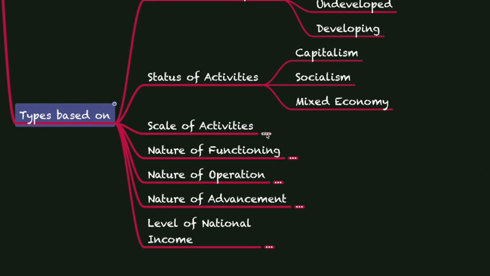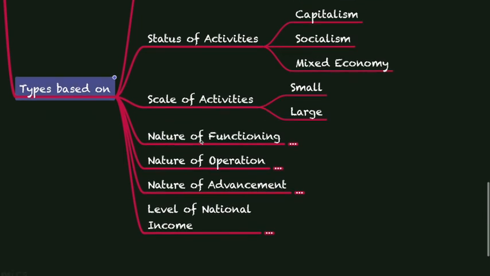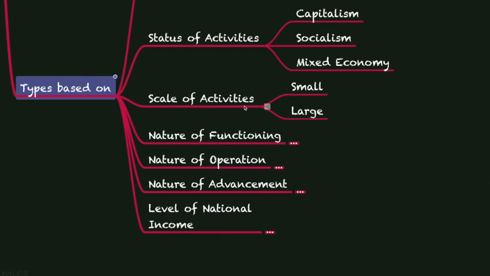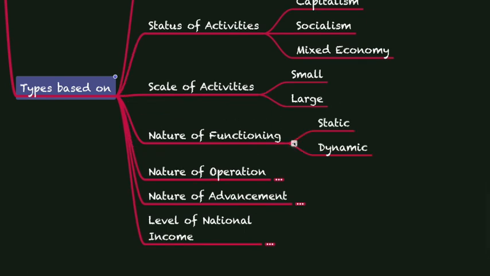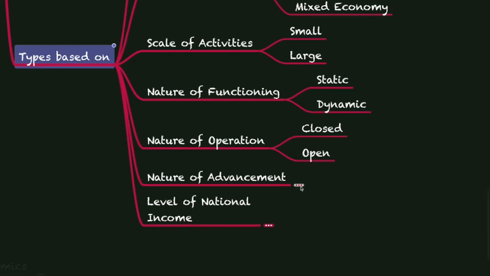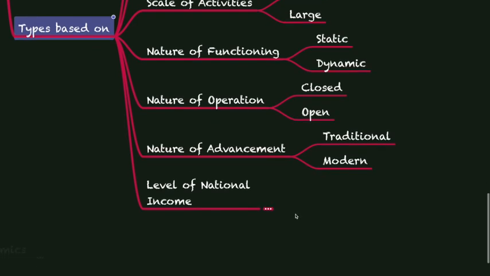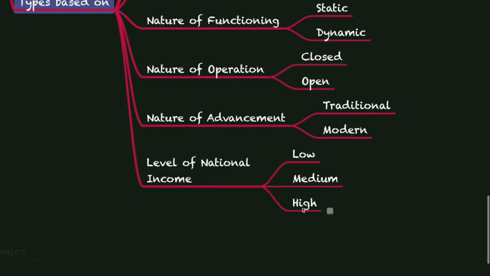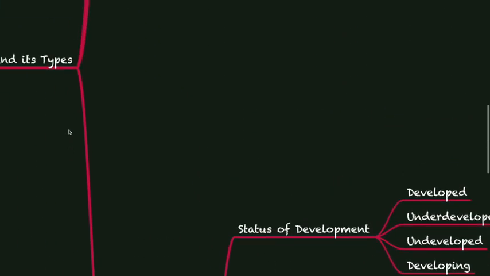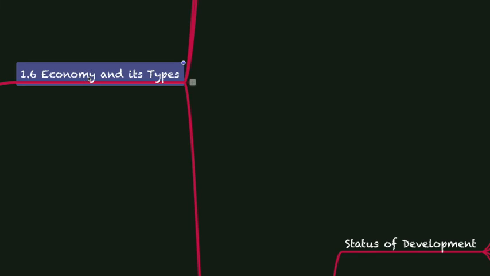Next is based on scale of activities. Based on scale of activities, it can be either a small economy or a large economy. And based on functioning, we have a static economy and a dynamic economy. Based on nature of operations, we have closed and open. Similarly, based on nature of advancement, we have traditional and modern. And based on income, we have low, medium, and high income economies in different countries of the world. So this is all about economy and its types.